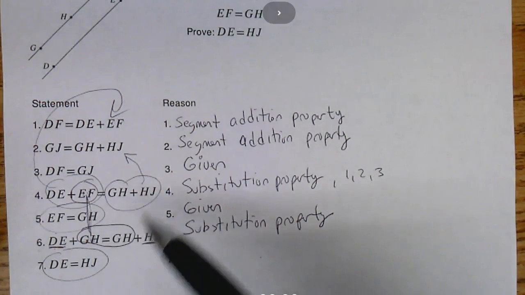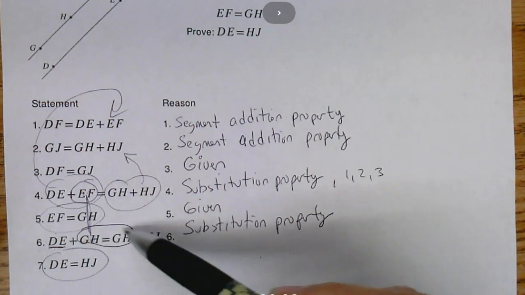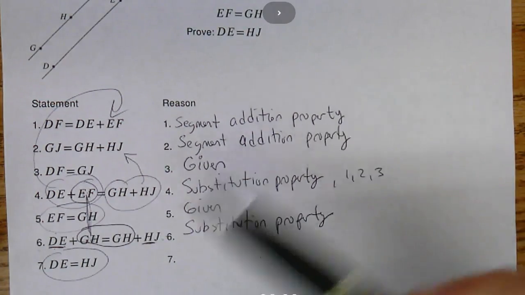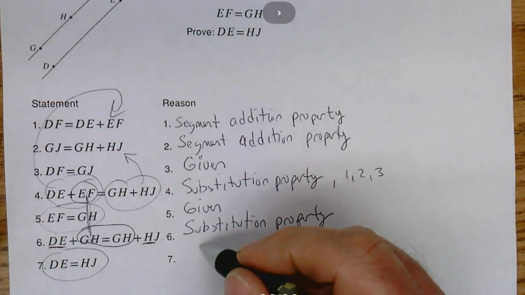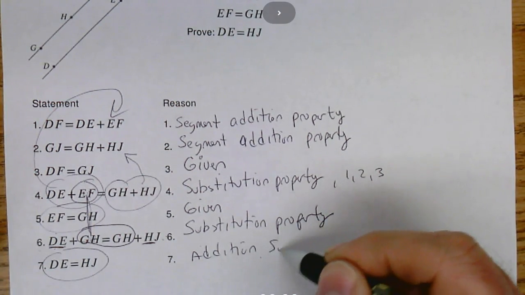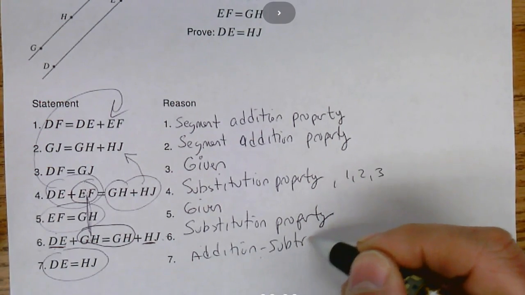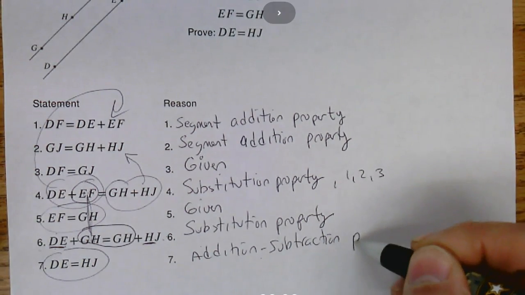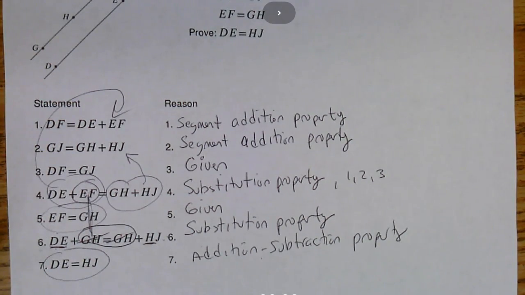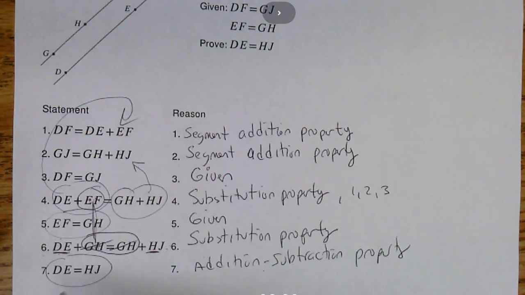And then we end up with, this is where then, once we have this substitution in here, we have the GH and GH on both sides. We can then subtract one from the other. This is going to be the addition subtraction property. And that will eliminate those. And we end up with DE equals HJ. That's kind of how we do this.